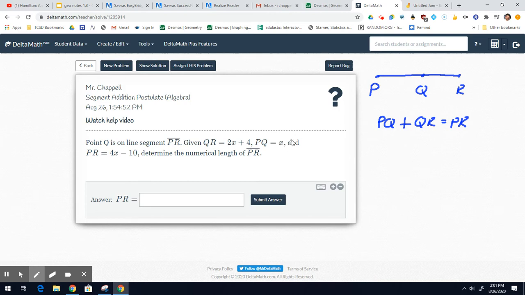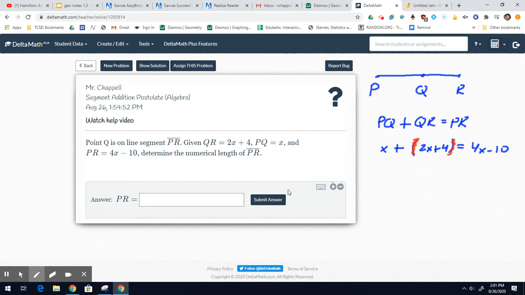And now, algebra, hopefully we do okay. Now I can do some substitutions, right? QR is 2x plus 4, PQ is x, PR is 4x minus 10. Just replace them. So what is PQ? PQ is x plus. What is QR? 2x plus 4. Now, if this were a minus sign, I would put that in parentheses, but we'll talk about that in a second. That equals, and then on the right side, because PR is all by itself, 4x minus 10. Now, because there is a plus sign here, those parentheses don't really matter, so I'm going to scribble out the parentheses.